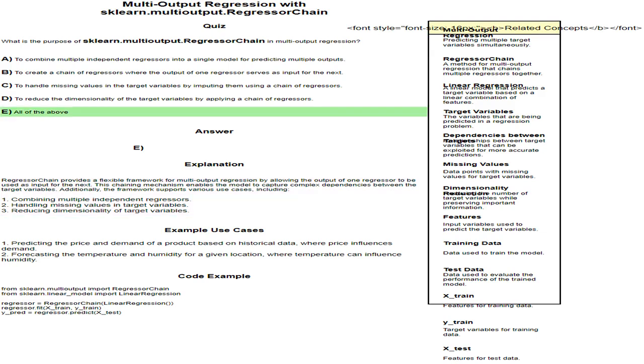All of the above. This is correct. All the choices A, B, C, and D are correct. And that's what regressor chain is built for.